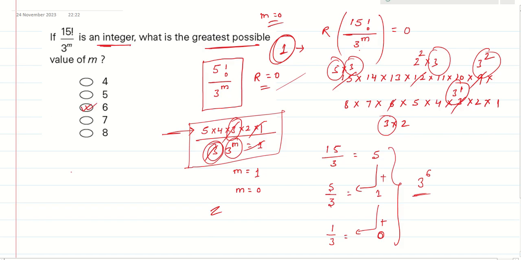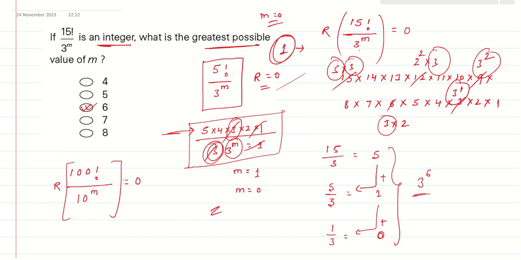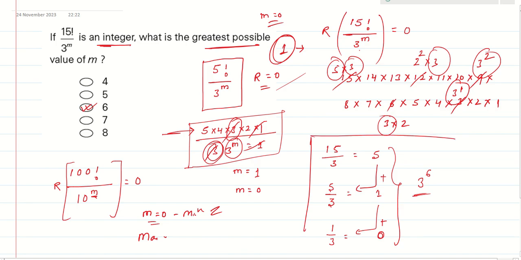Now they may ask, 100 factorial divided by 10 to the power m. What is the highest power of m so that the remainder is 0? Tell me the answer quickly. Use the strategy and tell me the answer. Highest power of m. Minimum m equals 0, no problem. That is the minimum value. What is the maximum? Not 11. Do it with this strategy. I told you just now a strategy here.